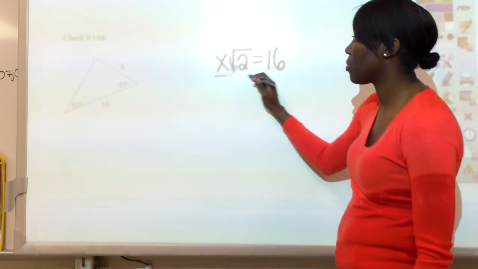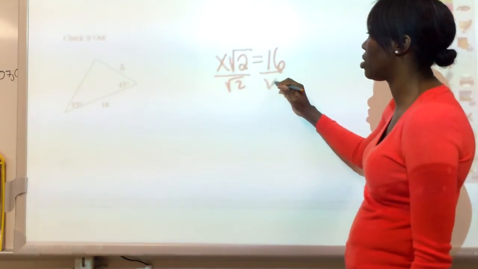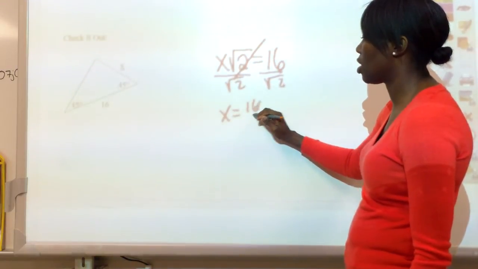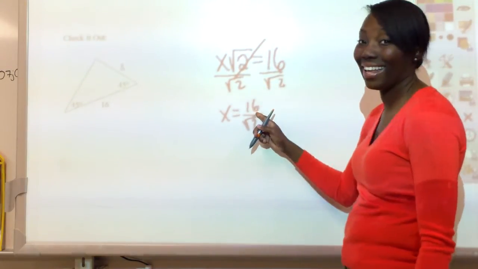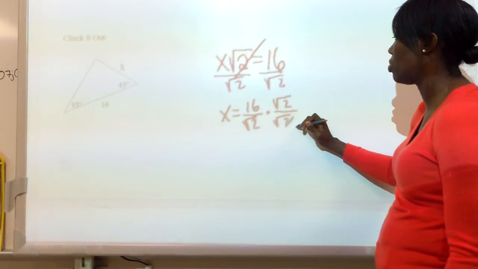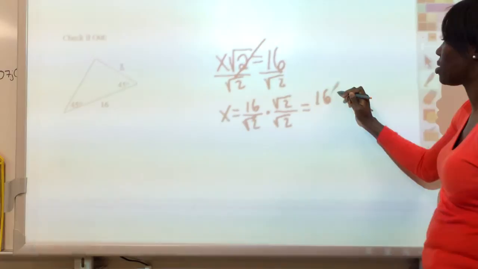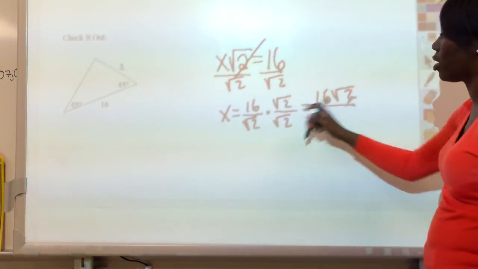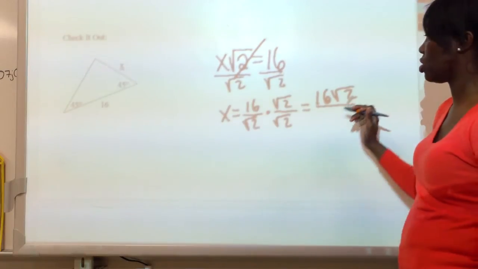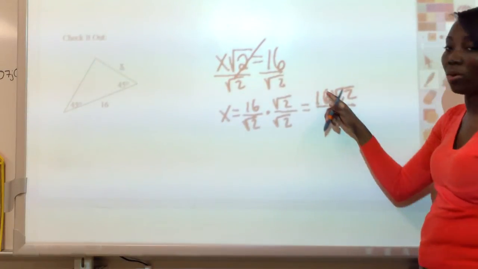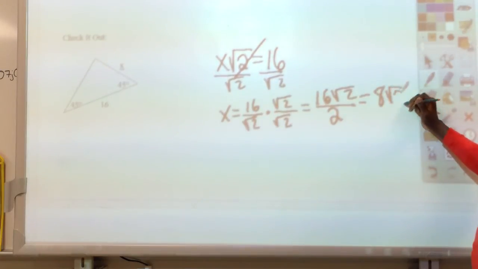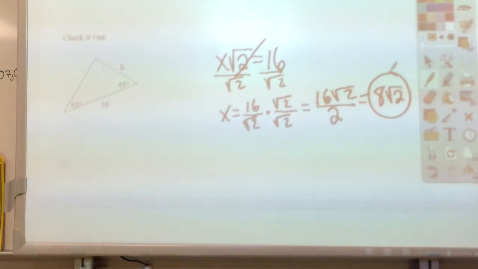We've got to find x, so we're going to divide both sides by the square root of 2. x is equal to 16 over the square root of 2. Can't leave it like that, so we rationalize by multiplying by radical 2 over radical 2. And this is going to be equal to 16 radical 2 over square root of 2 times square root of 2, square root of 4, which is 2. And in this case, you see we can simplify that. 16 divided by 2, our answer is 8 radical 2.